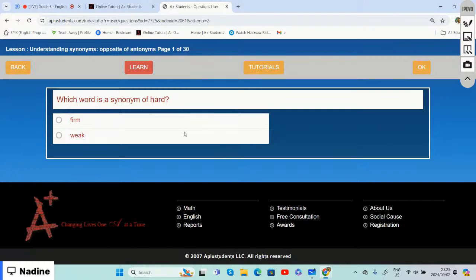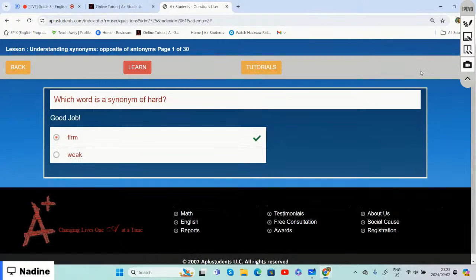And if we were to find the word that is the same as hard, right? Then we will say it is option one. Because something that is hard is quite firm, right? So another word for hard is firm.